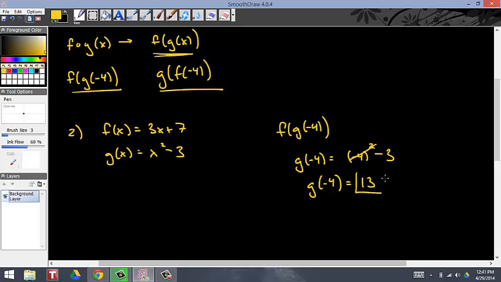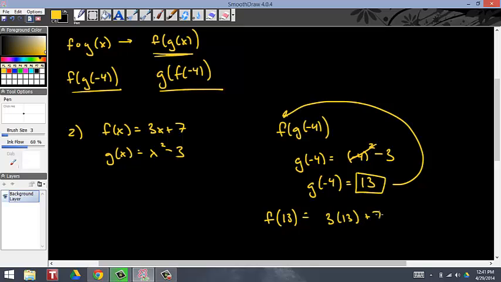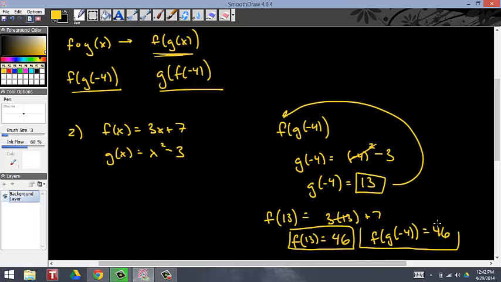Now this 13 here must get plugged back into f. So what you have is f of 13 is what you're trying to find, which is really 3 times 13 plus 7. So that's 39. 39 plus 7 is 46. So f of 13 is equal to 46. And this is your answer. Or you could have written it from the get-go as f of g of negative 4 equals 46. Either one of these answers that's circled or boxed will be correct.